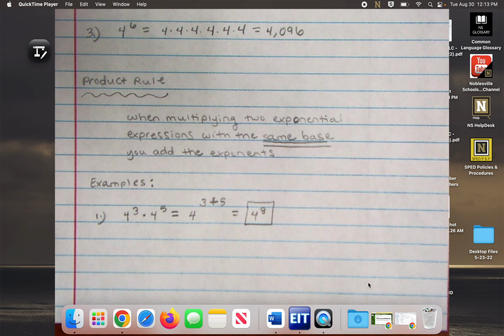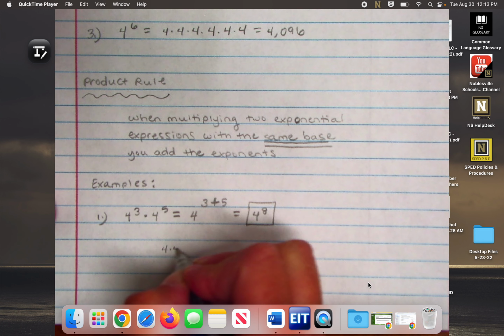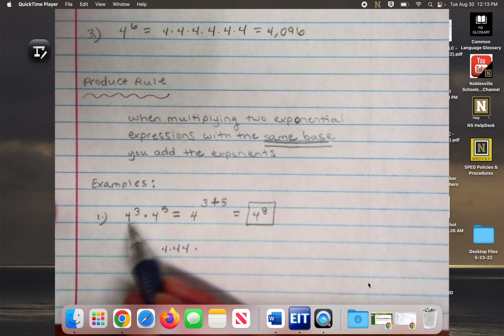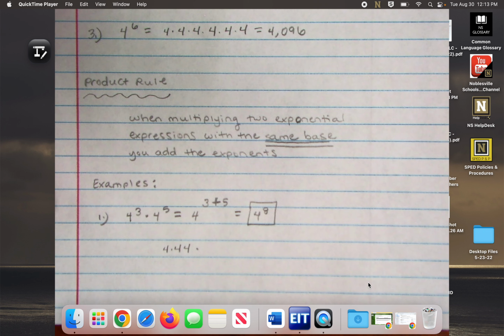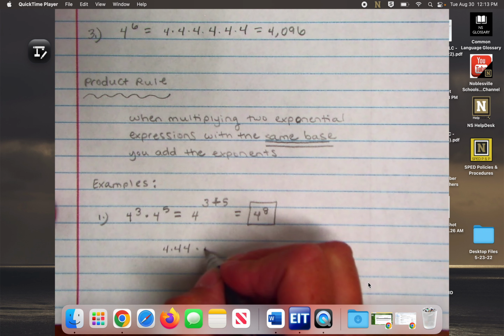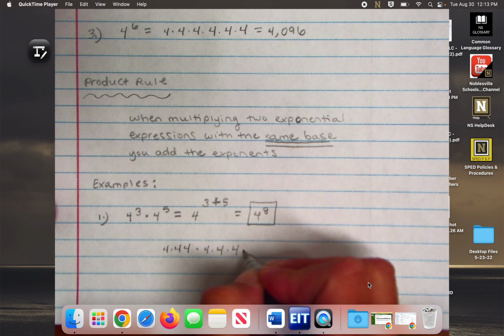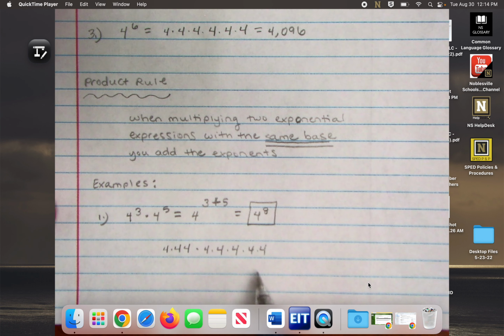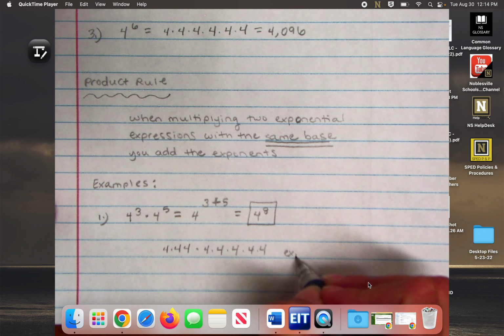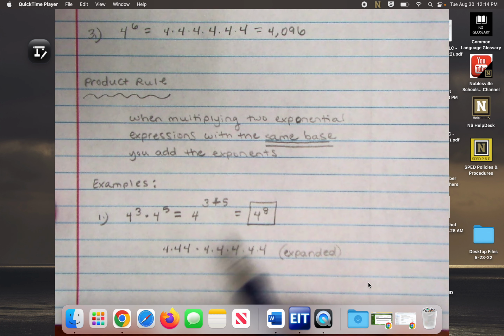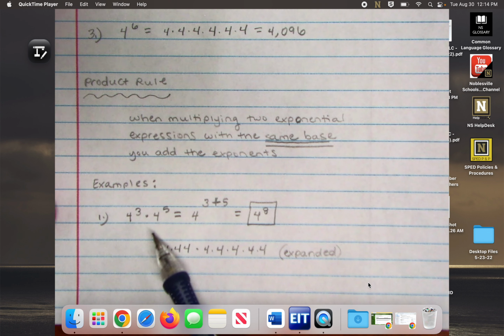And the way we get that is because if I were to write this in expanded form, it would be 4 times 4 times 4, which is the 4 to the 3rd power, and then times 4 times 4 times 4 times 4 times 4. So again, if I were to write this all out in expanded form, how many 4s do I have? 8. I have 8. So the shortcut, because nobody wants to write this out each time.